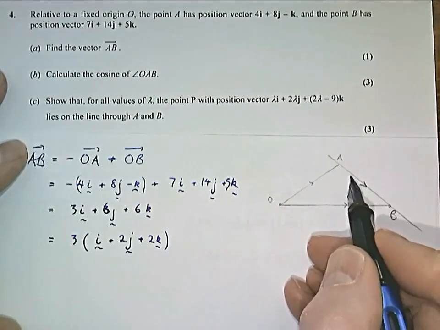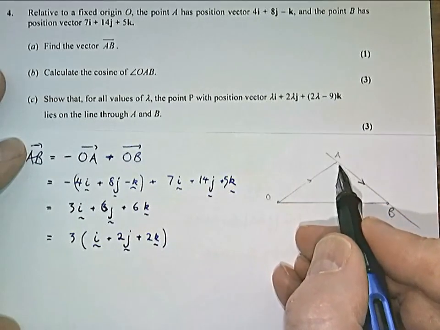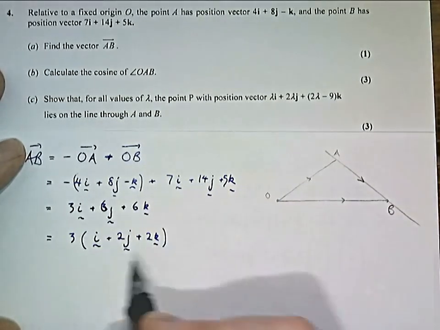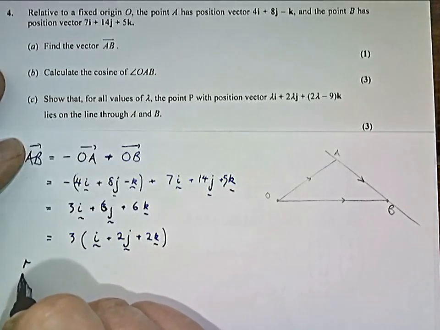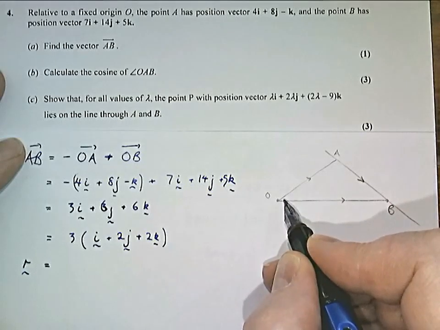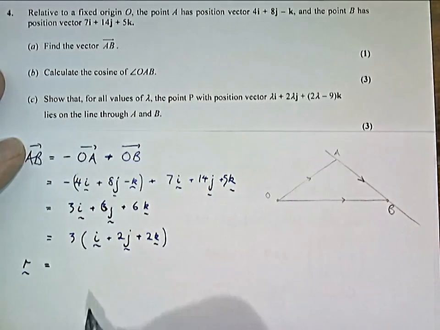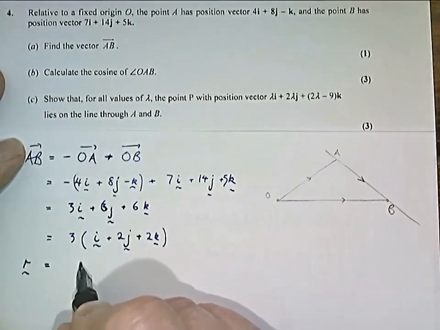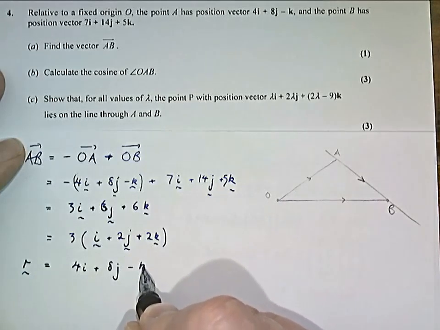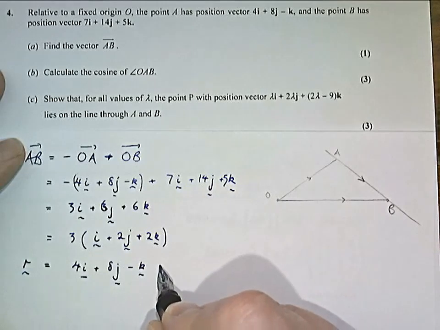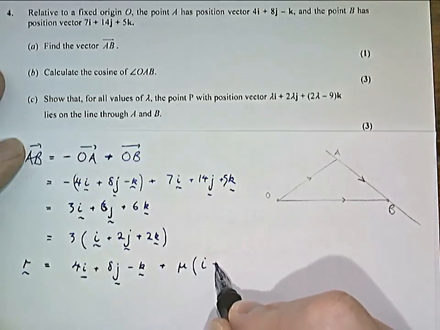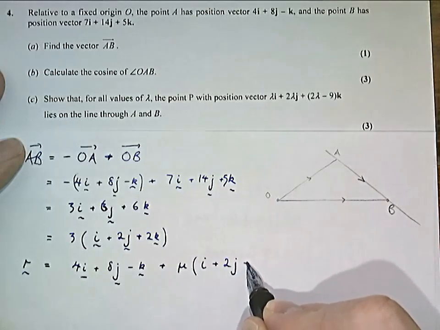If we multiplied it by a negative number, we'd be going that way, and by a positive number that way, but in that direction. So we can say a position vector on that line would be, let's go from O to A, and then take a multiple of this. So that's 4i plus 8j minus k, plus some number, let's say mu, times (i plus 2j plus 2k).